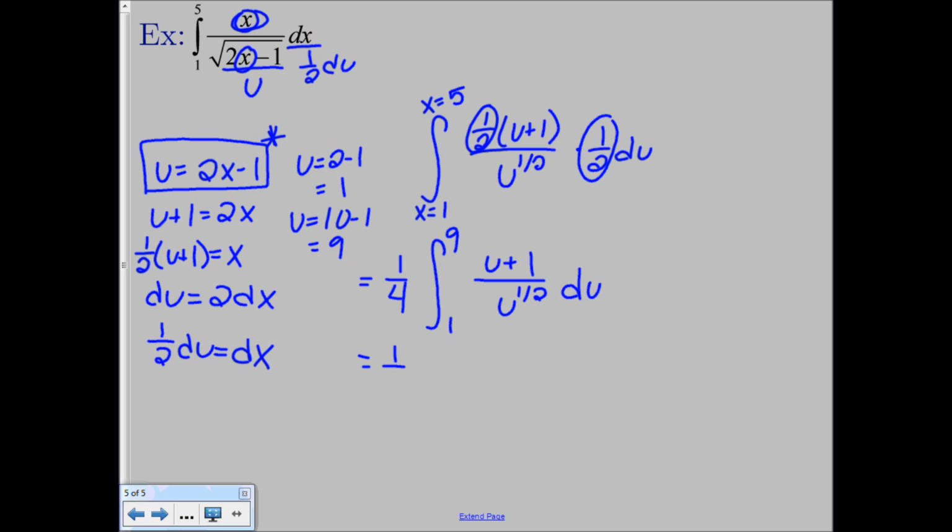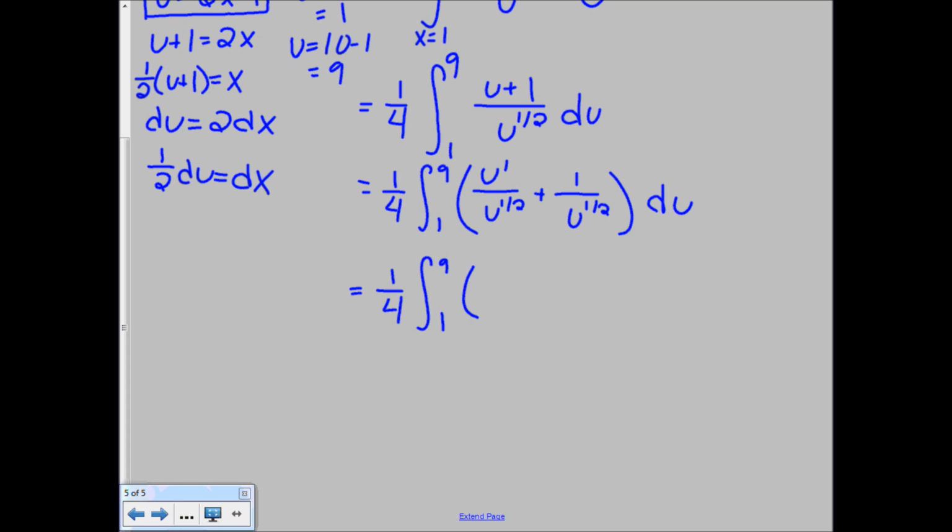So in order to integrate this, we first need to split up that function since we only have one term in the denominator. So this is really going to be u to the first over u to the 1/2 plus 1 over u to the 1/2 du. And now we can use our exponent rules to simplify that so that we can get something like u to a power, use our power rule of integration, and be good.